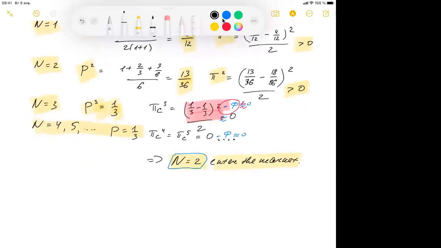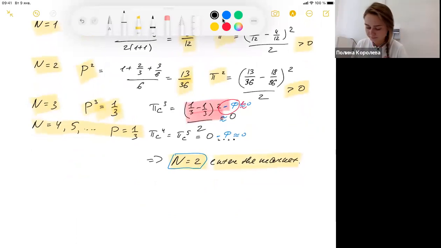Okay, let's continue. So point D. In point D, what we need to find: what is the socially optimal number of competitive firms if we have small entry fee costs? Socially optimal.